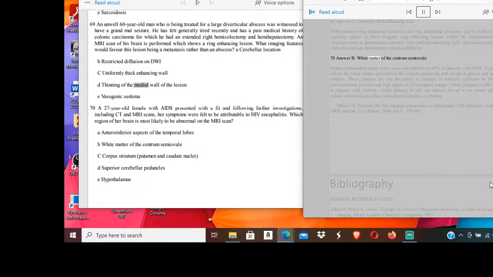70. Answer B. White matter of the centrum semiovale. Human immunodeficiency virus causes encephalitis in 60% of patients with AIDS. It predominantly affects the white matter, particularly the centrum semiovale, and results in gliosis and demyelinating plaques. These plaques are not dissimilar to plaques in multiple sclerosis, as they are in a periventricular position and high signal on T2 weighted images. Unlike plaques in MS, they tend not to enhance with contrast. Acute plaques in MS can enhance for up to 6 weeks after they first appear. Generalized diffuse parenchymal atrophy is a feature.